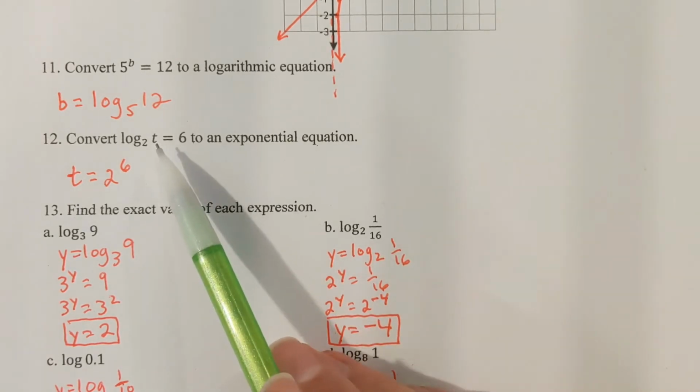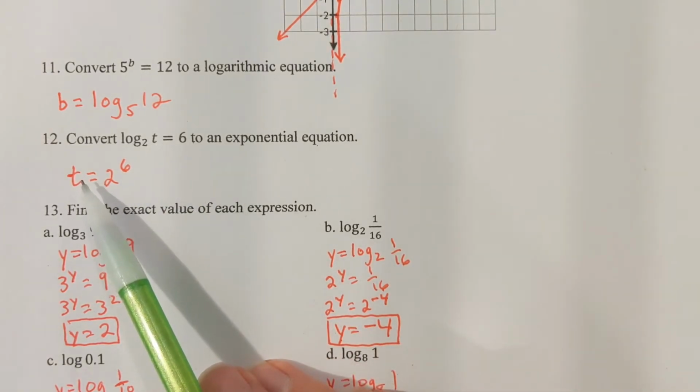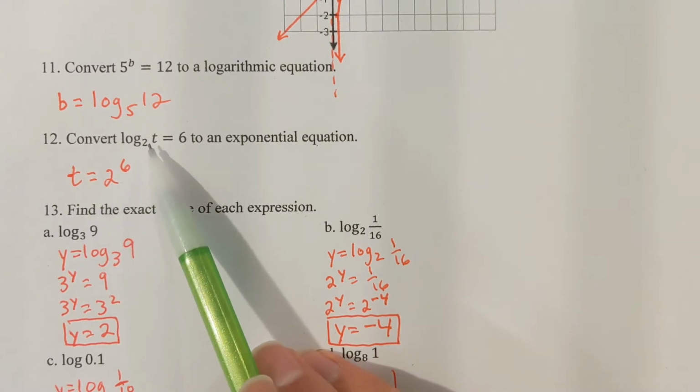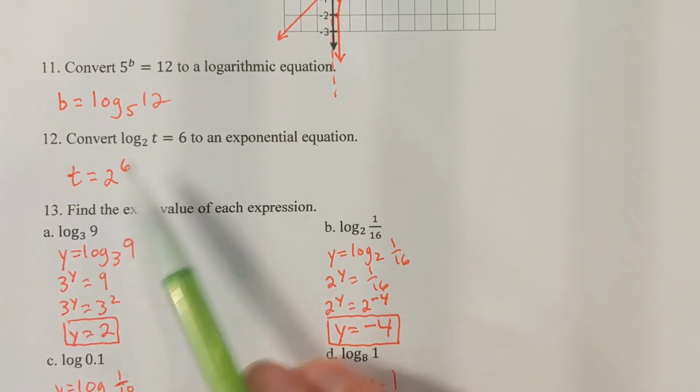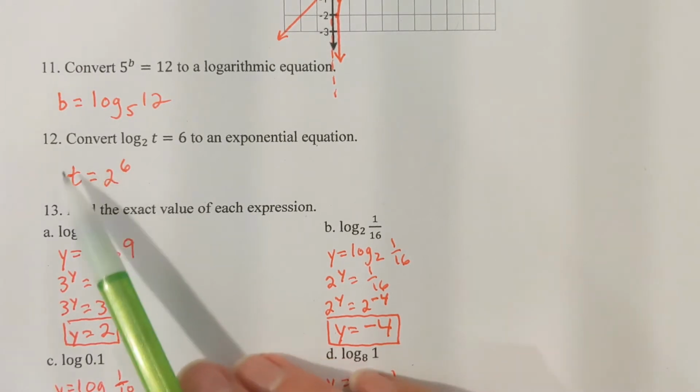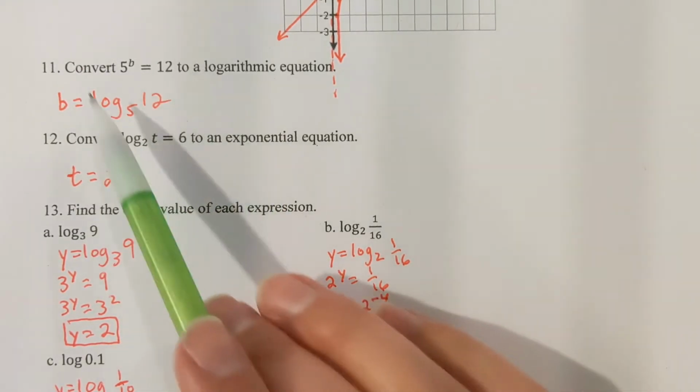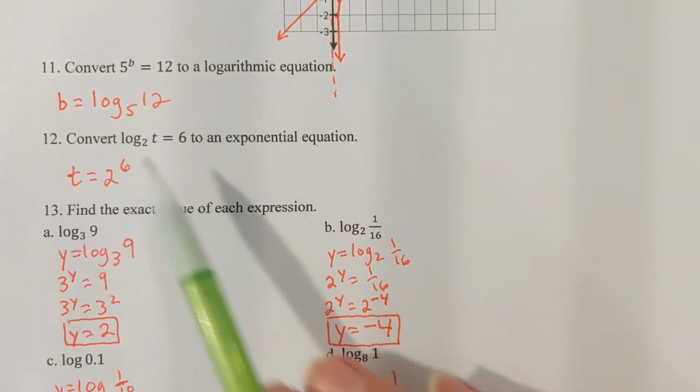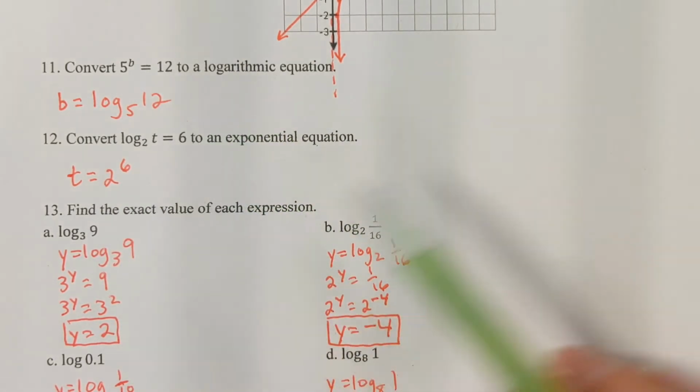So x is t, that's going to be all alone on the exponential. 2 is the base of the logarithm, so it'll be the base on the exponential. 6 is my y value, so 6 is going to be the power of 2. Okay, now I don't have to simplify this or anything, or solve for b, or solve for t. They're just simply wanting us to rewrite one form into another form.